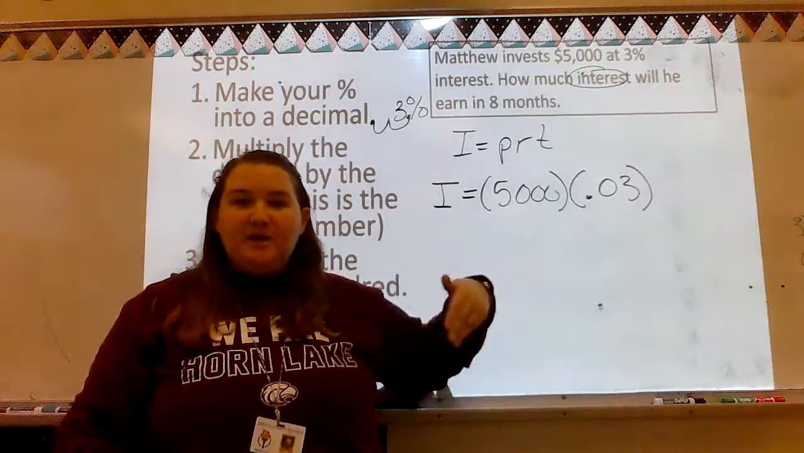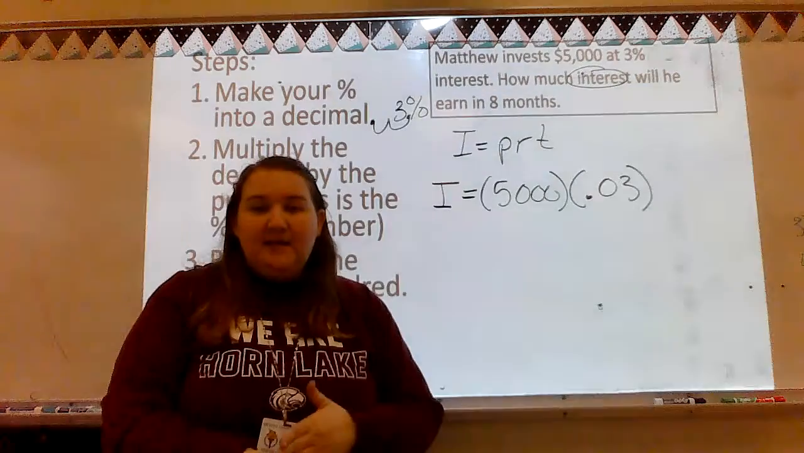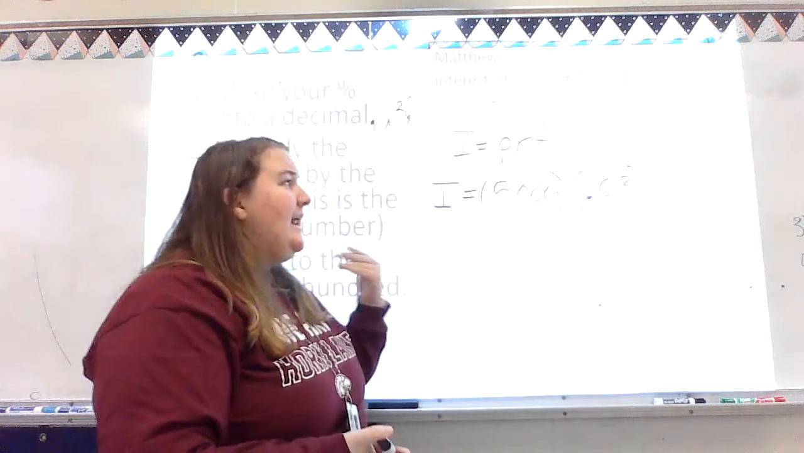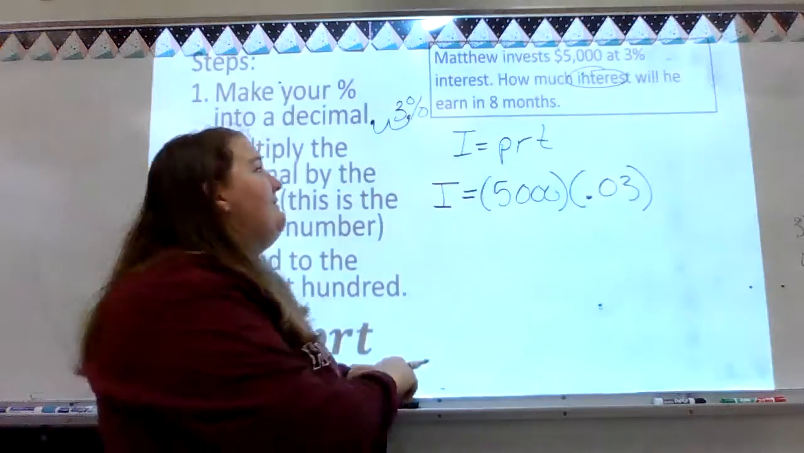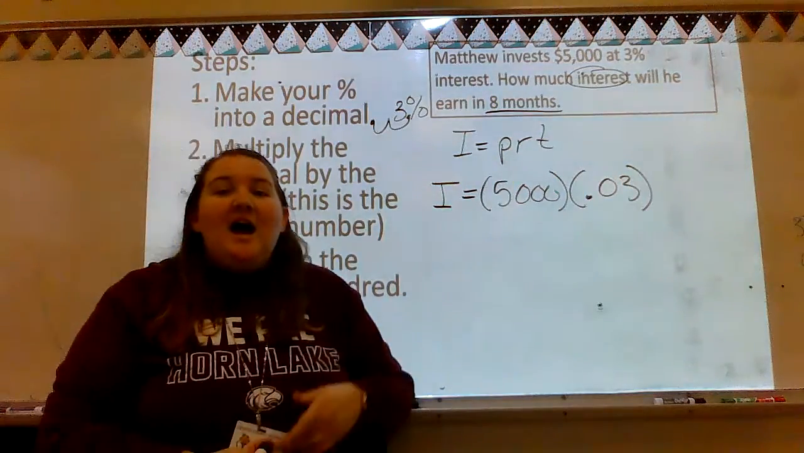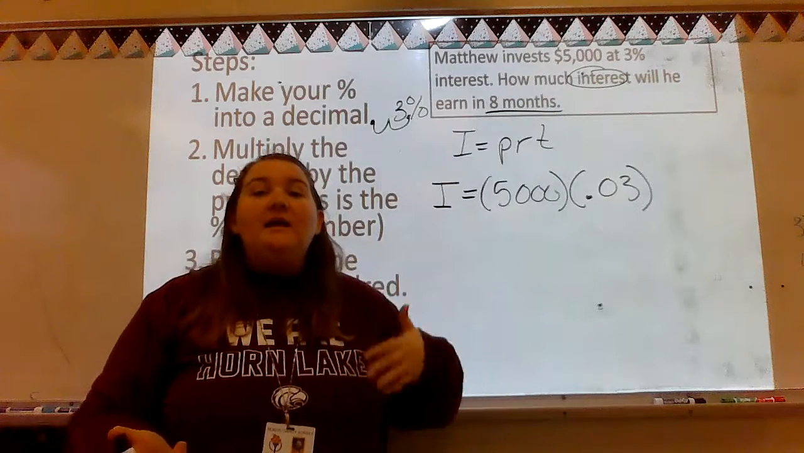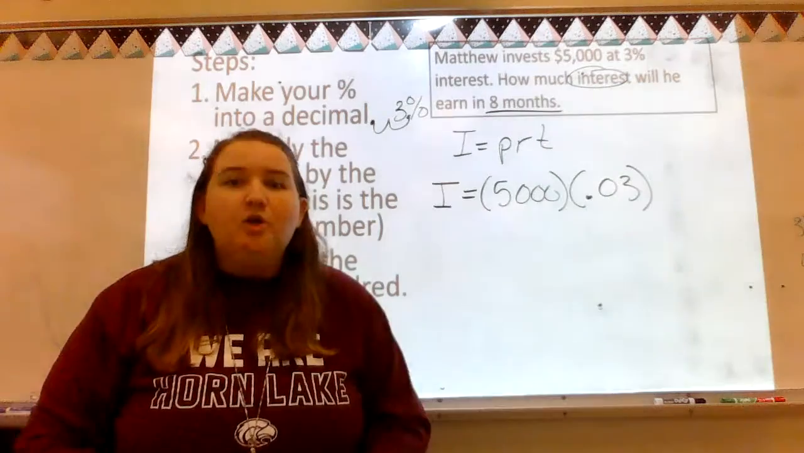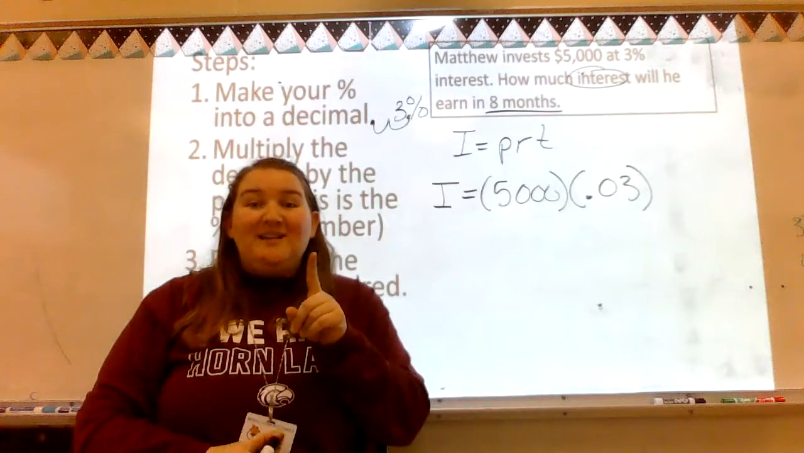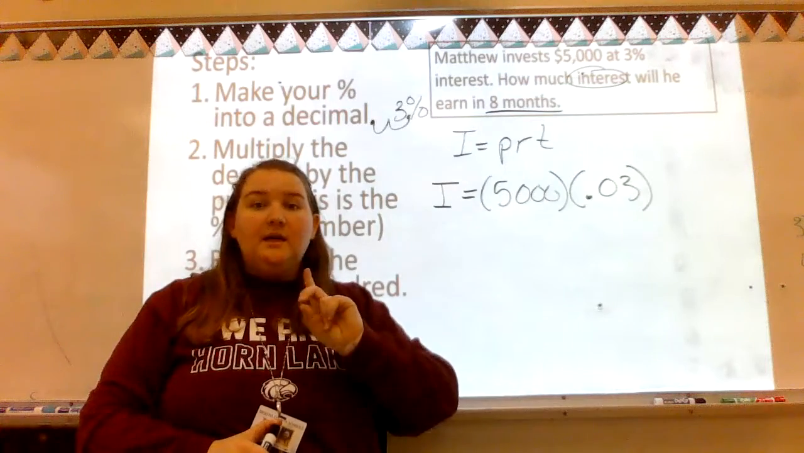I equals PRT. T is time. Now, time has to be in years. This is a long-term investment. So what happens when you have 8 months? This is what we do. If it's in months, we got to work in months, okay? So let's talk about how many months is in a year. 12, okay? So that means 1 whole year is 12 months. That means that 8 months is going to be less than 1 year.